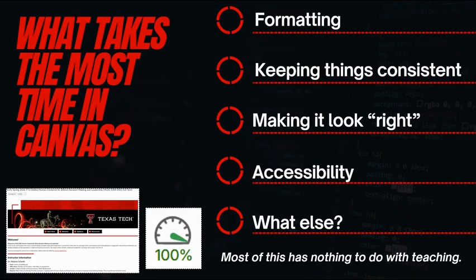So I want to start with something really practical. When you're working with an LMS like Canvas, what actually takes you the most time? For me, it's not writing the content. It's things like formatting, spacing, making things look consistent, and also accessibility. Are our screen readers able to read everything correctly? Do we have everything structured clearly? And honestly, most of that has nothing to do with the teaching itself, but it has everything to do with our course design.